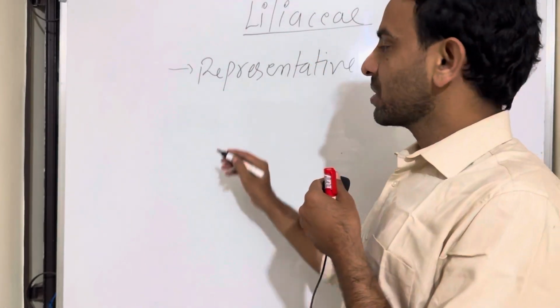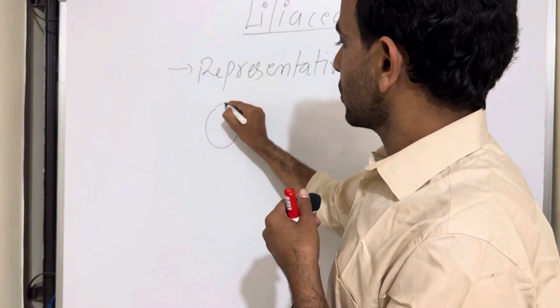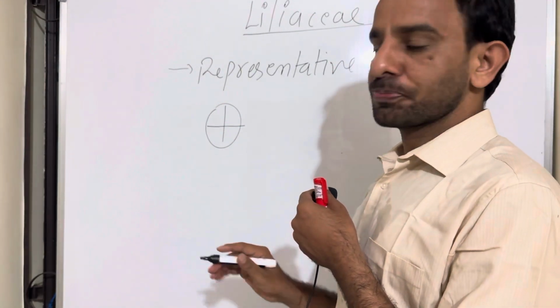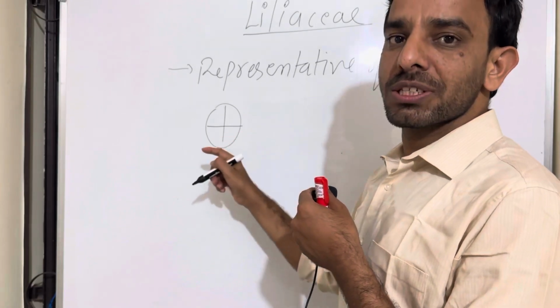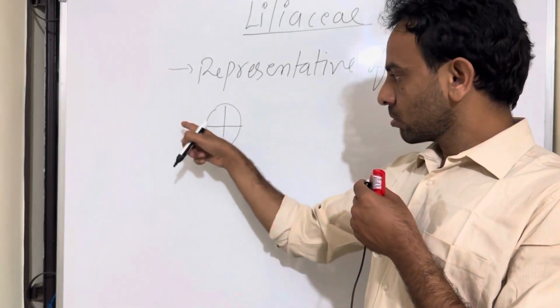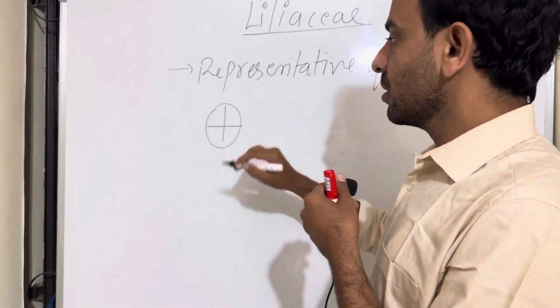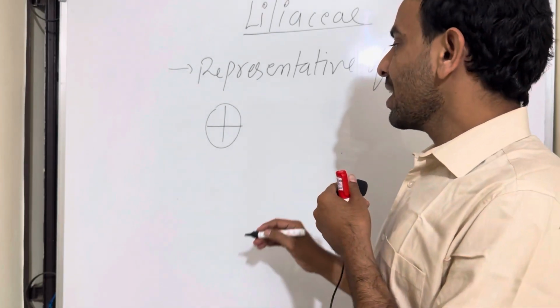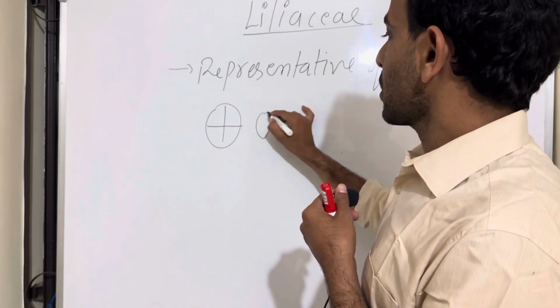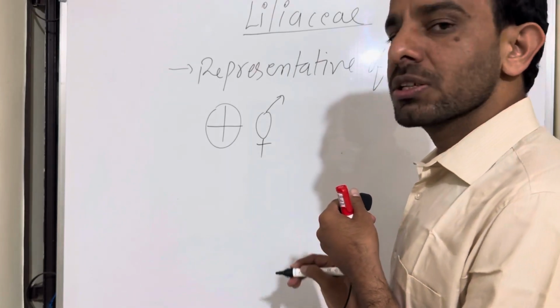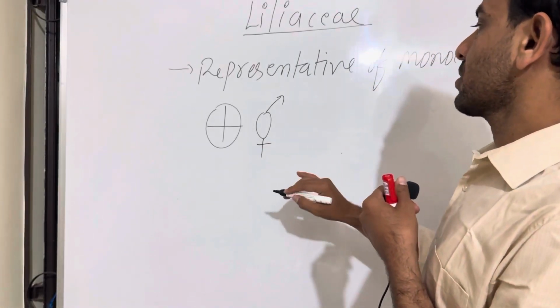So except Fabaceae, all the other families have what type of flowers? With actinomorphic symmetry. That means in this radius also, as well as in this radius also, we can cut the flower into two equal halves. And what type of flowers are there in all families? Bisexual flowers are there.